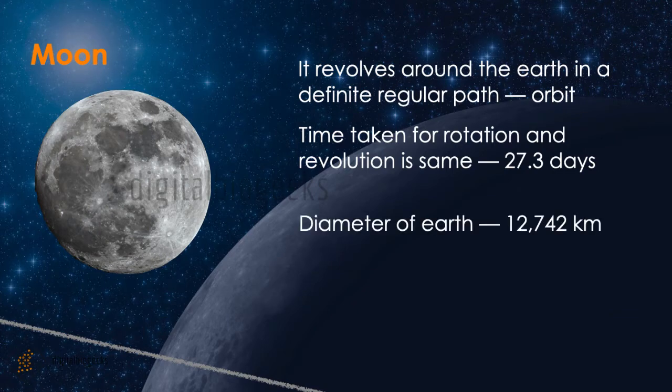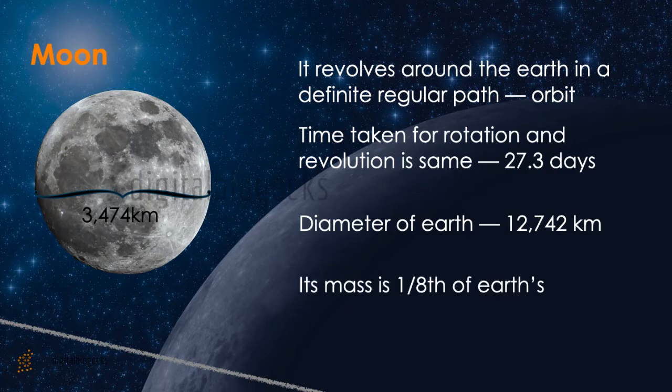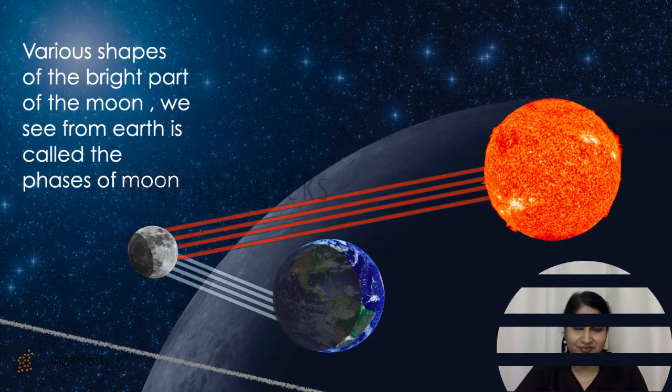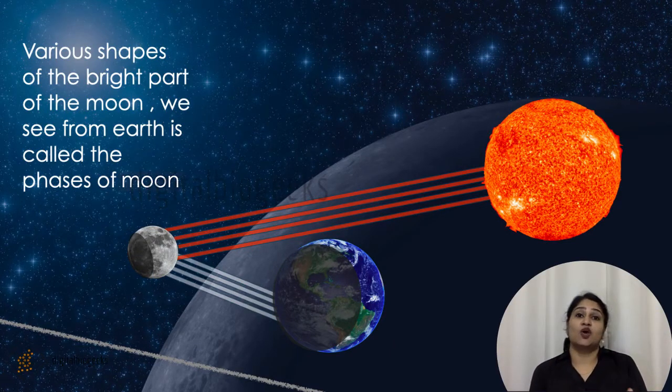The diameter of earth is 12,742 km and diameter of moon is 3,474 km. That means moon is only 27% of the size of earth. Its mass is only 1/8 of earth and the distance from moon to earth is 3,84,000 km. Moon is the closest celestial body to earth.